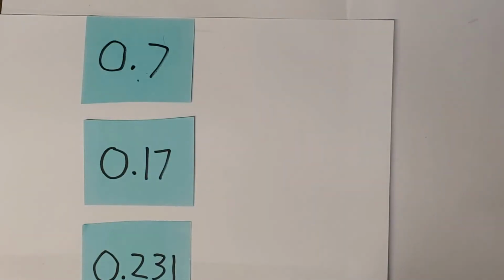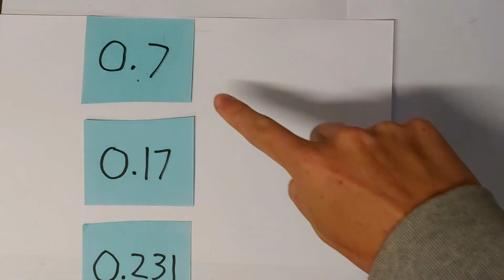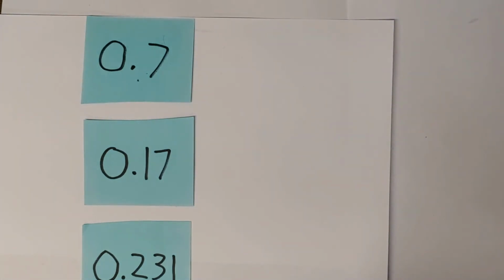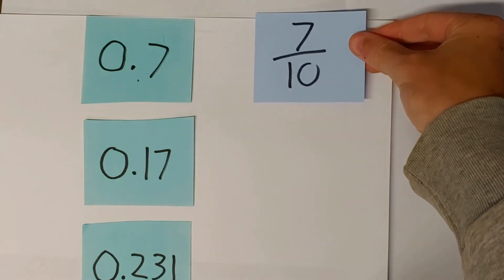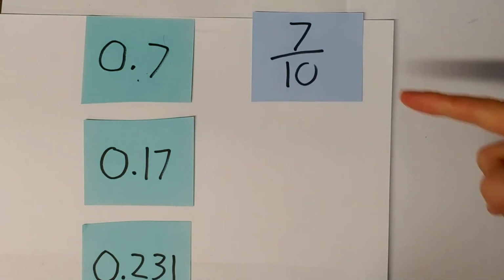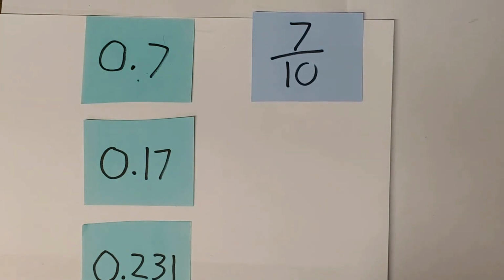Now that we know how to name these numbers, we have to think about how to convert them to fractions, and it's really quite simple. We call this one 7 tenths. So if we think about converting it to a fraction, we're going to have 7 out of 10. So 7 tenths would be written just like so, because we have 7 tenths.